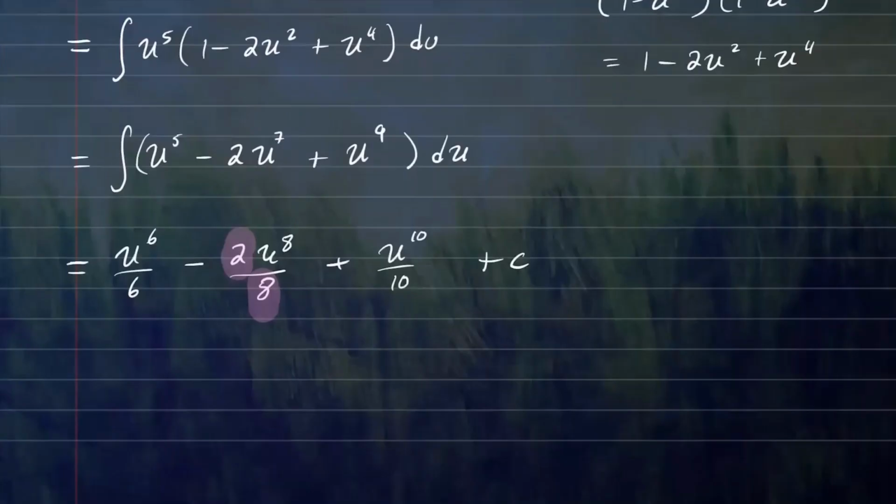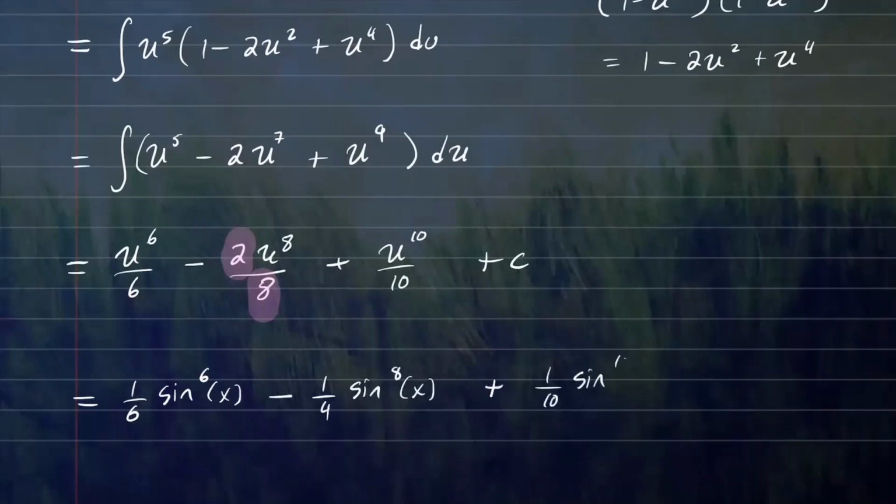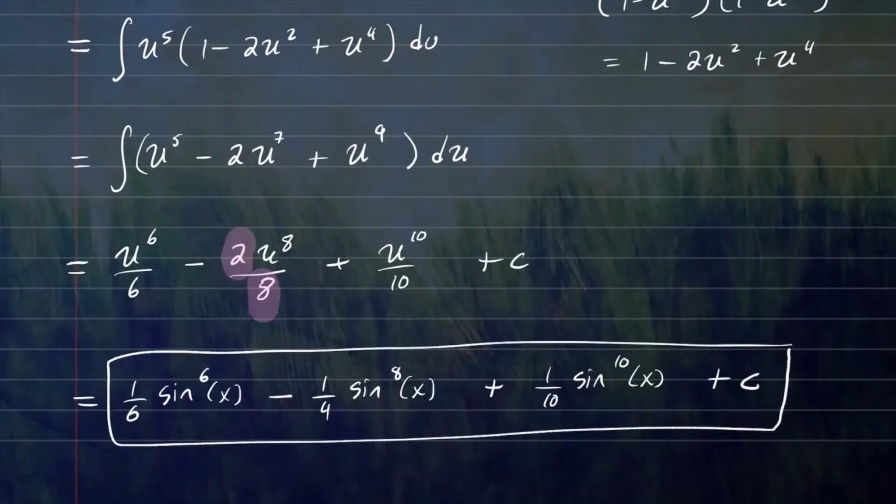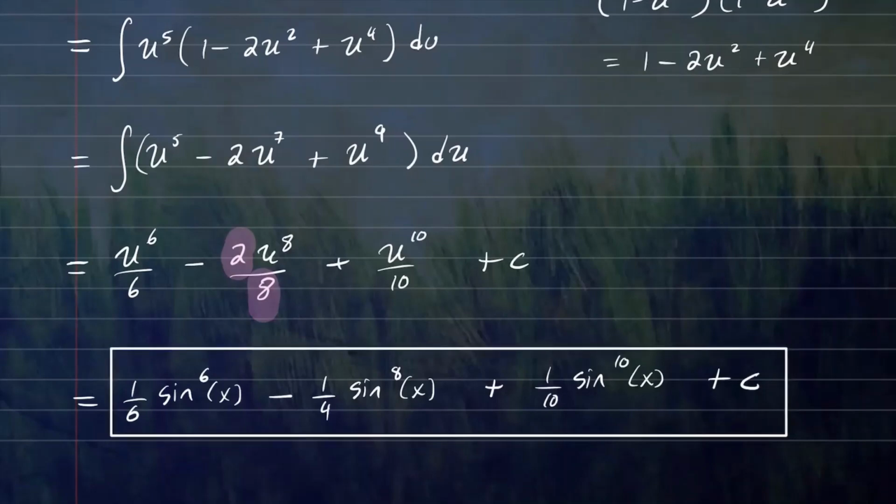So our final answer is going to be 1/6 sine to the 6th of x, minus 2 over 8, that's 1/4, sine to the 8th of x, plus 1/10 sine to the 10th of x, plus c. So that is our final answer for this problem. Okay. So I hope these integrals are easy to compute.